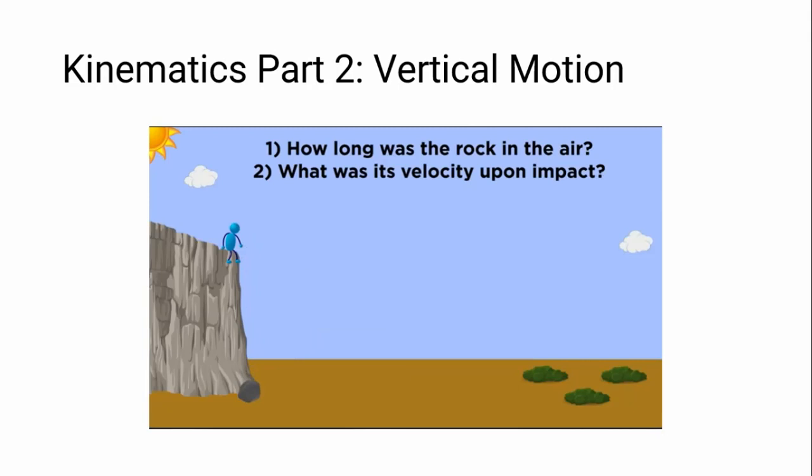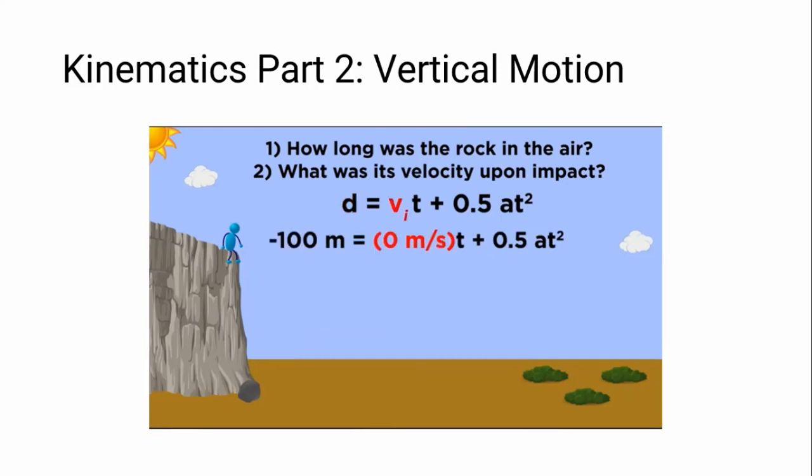To answer this, we will need the equation regarding position, because we know that the rock must travel 100 meters in the negative direction. We can plug in negative 100 here. For the initial velocity, that will be 0, because when you drop the rock, it is from a complete standstill. Only once you let go does gravity cause the rock to accelerate towards the ground. So this whole term can be ignored.